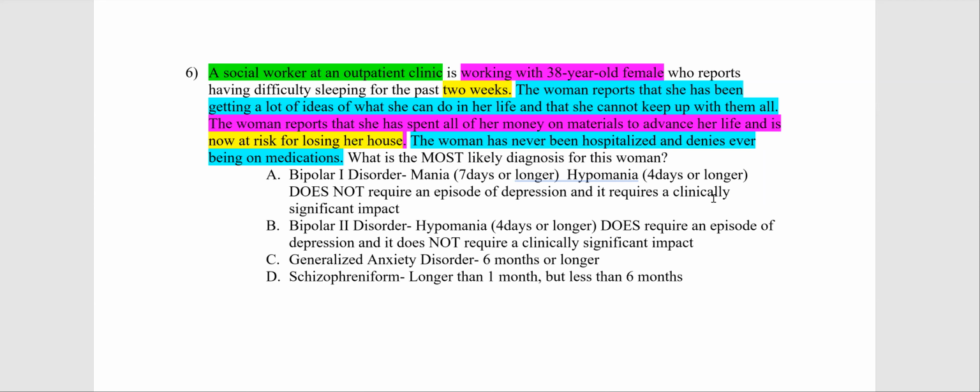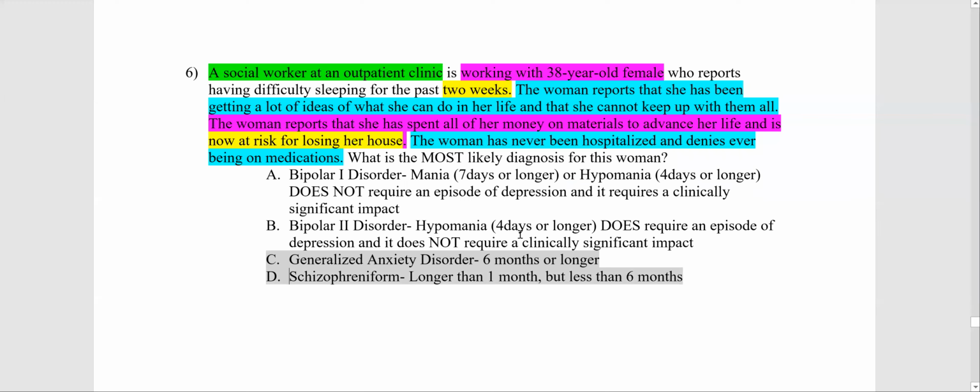So right off the get-go, we're going to remove generalized anxiety disorder because it does not have any inclination or anything based on anxiety in any way, shape, or form. And we are also going to rule out schizophreniform because it doesn't have any delusions, hallucinations, catatonic behavior, or pressured speech or disorganized speech in any way, shape, or form.